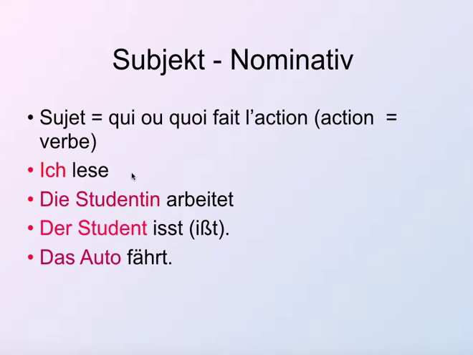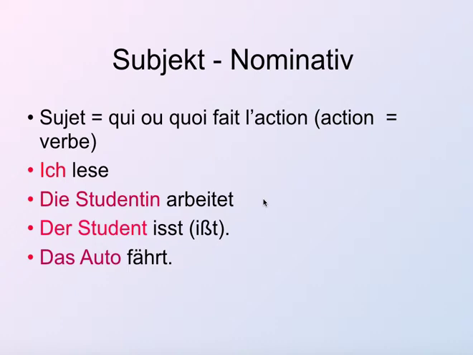Ich lese, I read. Well, I'm the one doing the reading. Therefore, I perform the action, which makes me a subject, and ich is in the nominative case. Die Studentin arbeitet. The female student works, which says who's doing the working. It's the female student, so she's the subject. That means she's in the nominative case. Der Student isst. The male student eats. He's the one doing the eating. That means he is the subject in the nominative case.